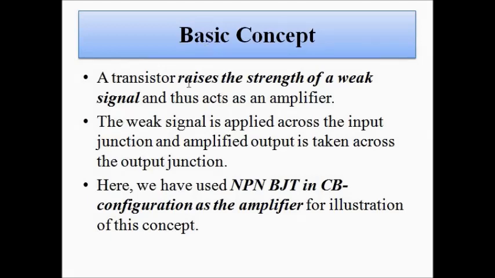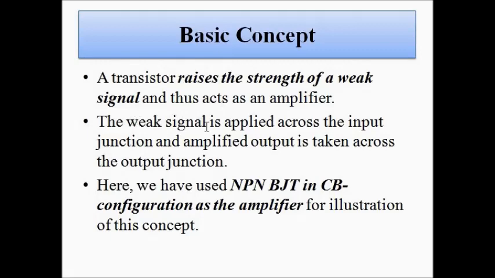Now a transistor raises the strength of a weak signal. Okay, normally the common emitter and common base configurations are used primarily for voltage amplification, that is, to increase the voltage level of the input signal. For current amplification, the common collector configuration is used, and there are a lot of other things. But today we are going to study how voltage amplification is done. So for that, normally the common emitter and the common base configurations are used.